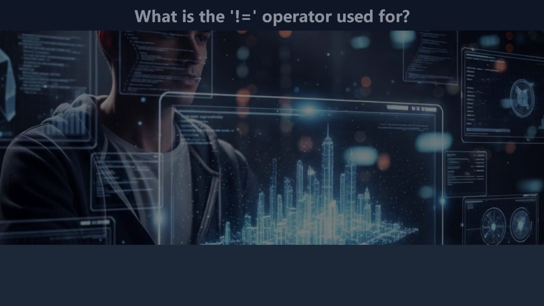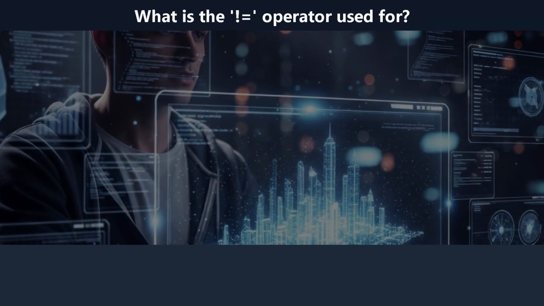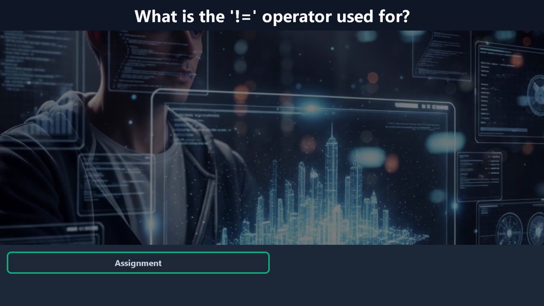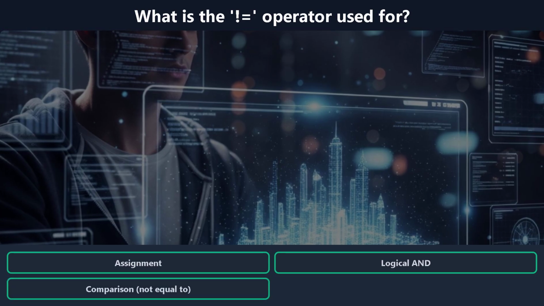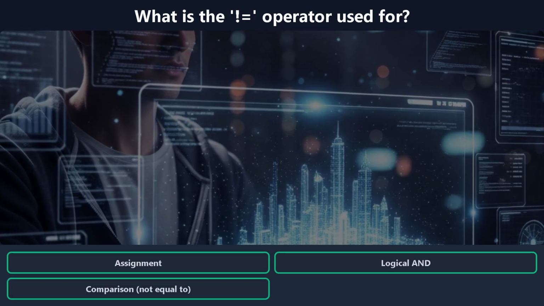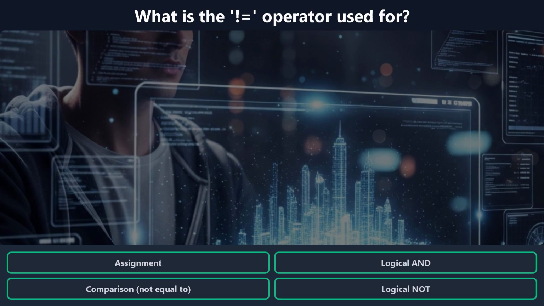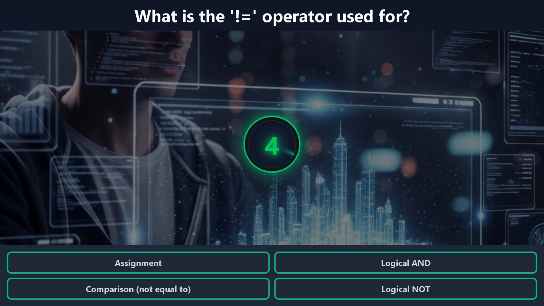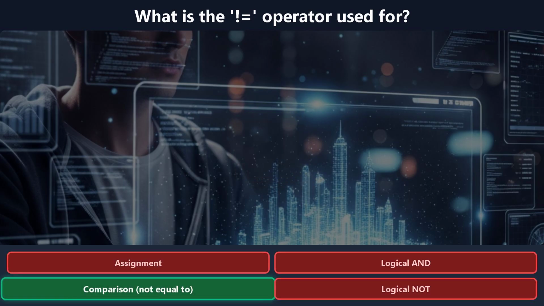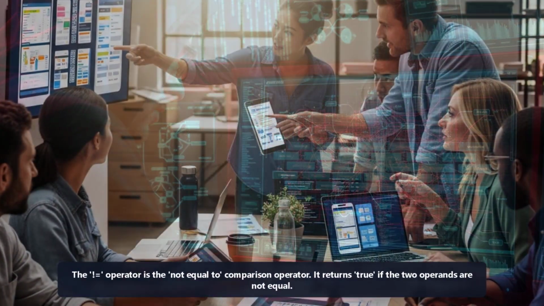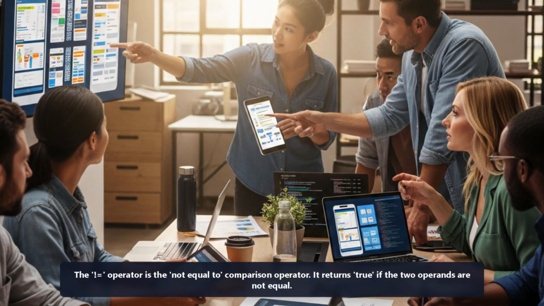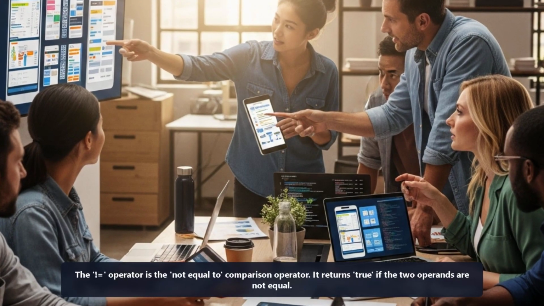What is the is not equal to sign operator used for? Assignment. Logical and. Comparison not equal to. Logical not. Comparison not equal to. The is not equal to sign operator is the not equal to comparison operator. It returns true if the two operands are not equal.